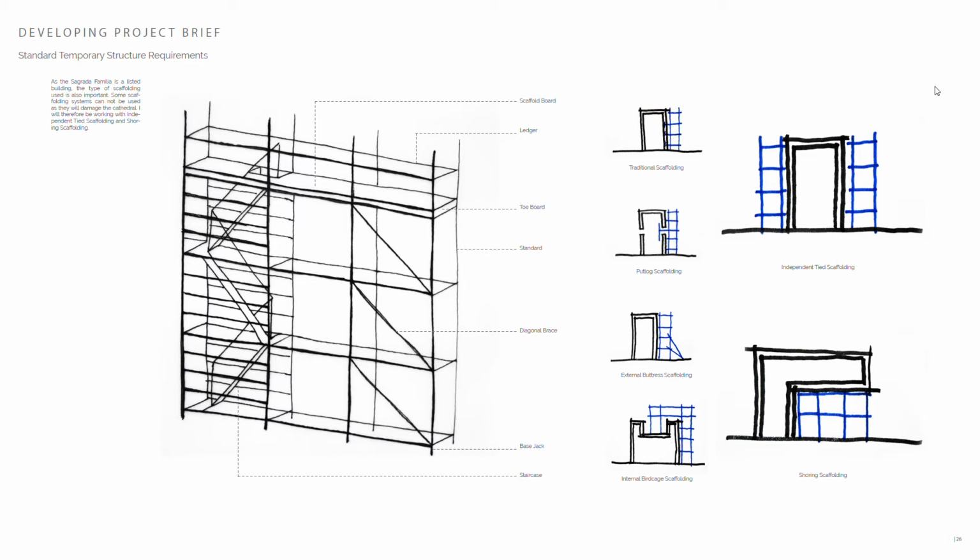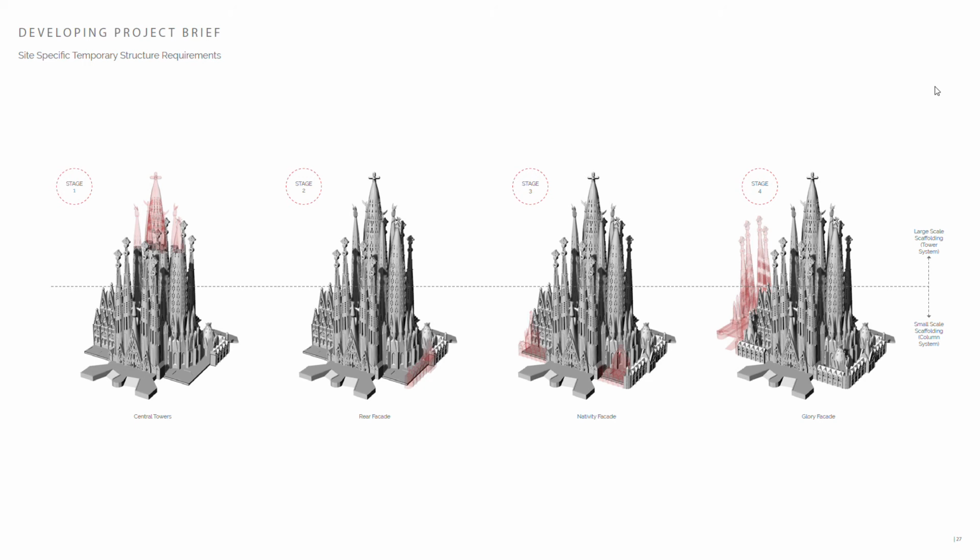As the Sagrada Familia is a listed building, some scaffolding systems can't be used as they will damage the building. I will therefore be working with independent tie scaffolding and shoring scaffolding. The works are also on varying elevations at varying stages, so reuse of the scaffolding is possible, meaning using a modular system is logical. The works are such that the temporary architecture must be used at both small and large scale too.